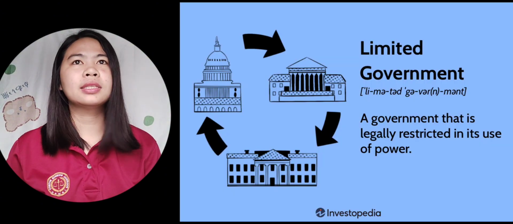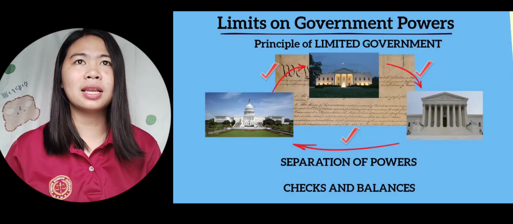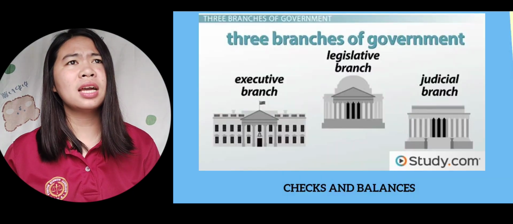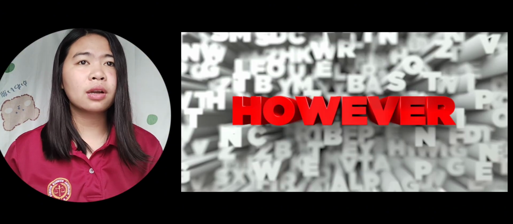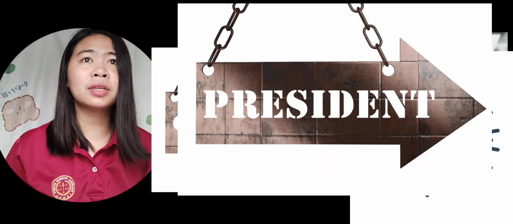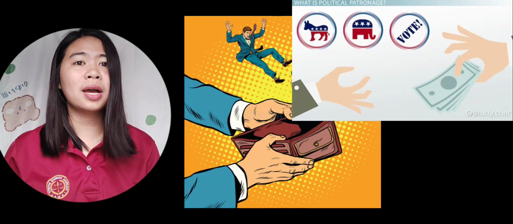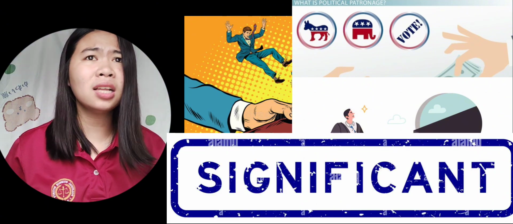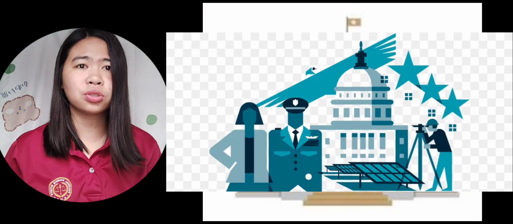Second, the limited government. So the Philippine government is structured on a system of checks and balances, with power divided among the legislative, executive, and judicial branches. However, the concentration of power in the presidency, particularly under strongman leaders, has often undermined this principle. Corruption and patronage politics continue to be significant challenges, hindering the effective functioning of government institutions.